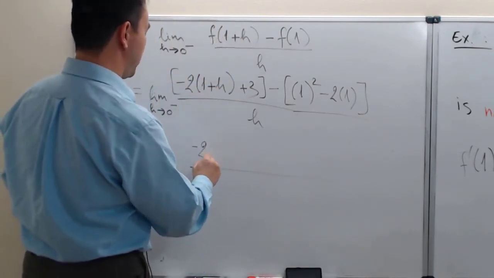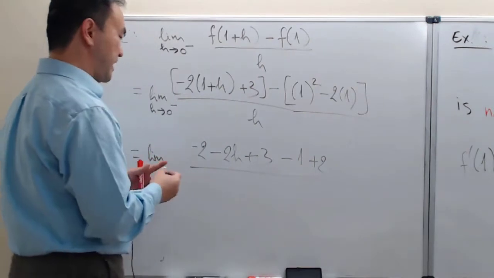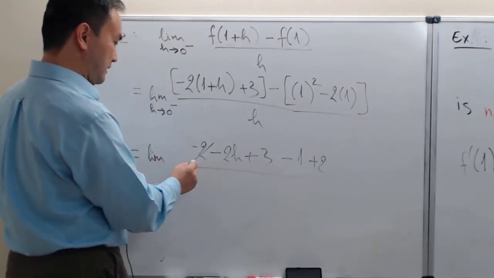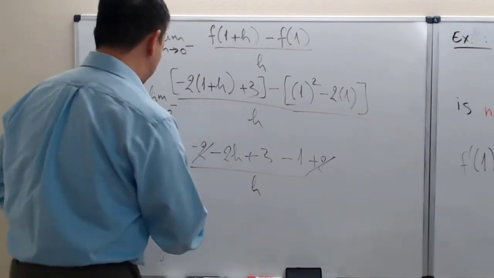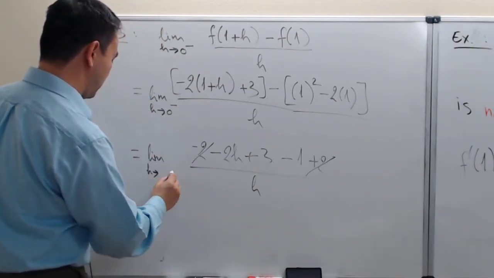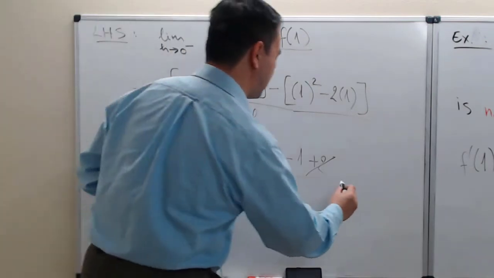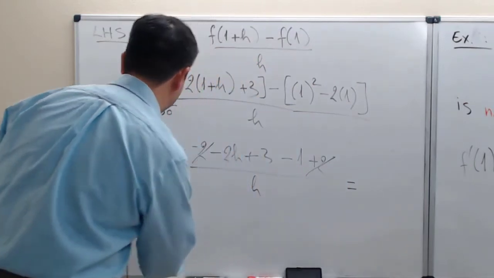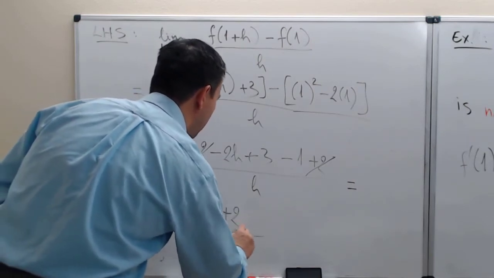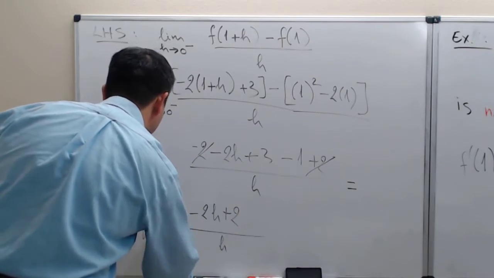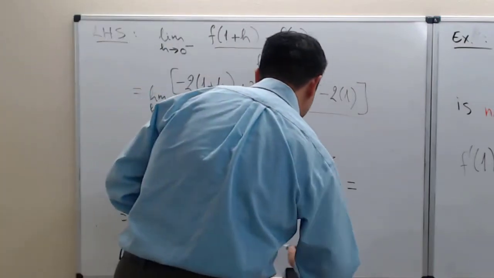All right, so minus 2 minus 2h, plus 3 minus 1 plus 2. Lots of cancellation can happen here. We have that cancel with this 2 right here, and we have these two combined like terms over h. And this h goes to 0 from the left-hand side. So this is going to give me minus 2h plus 2 over h, as h goes to 0 from the left-hand side.